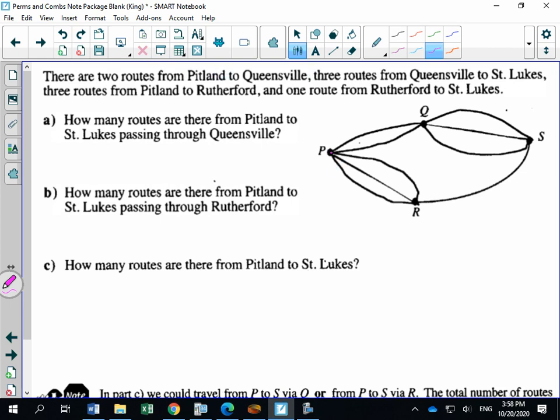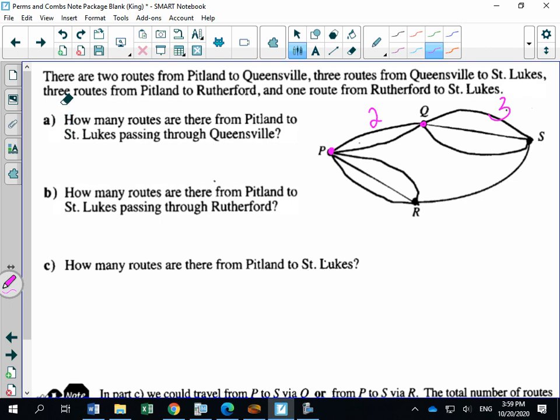So if you're starting over here at Pitland and you're going to Queensville, there's 2 total routes, right? I could take that one or I could take that one. So going from Pitland to Queensville, there's 2 total routes. Then going from Queensville to St. Luke's, there are 3 total routes, right? So it says there's 3 routes. So I'm going to put a 3 here.